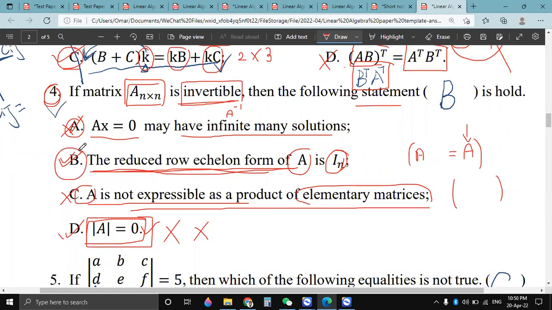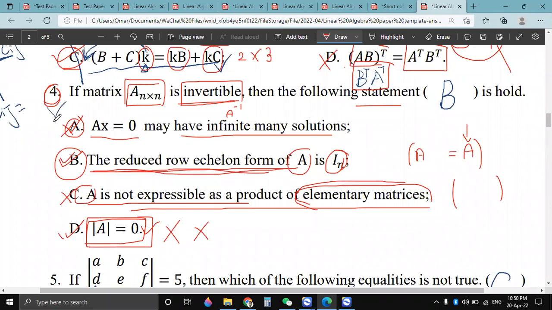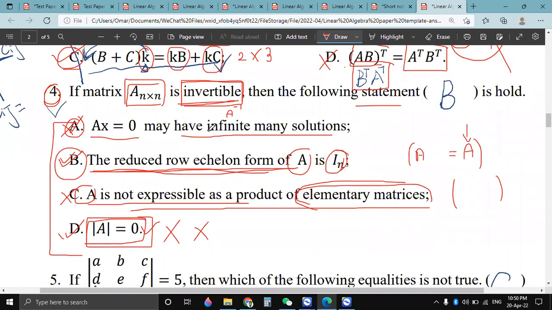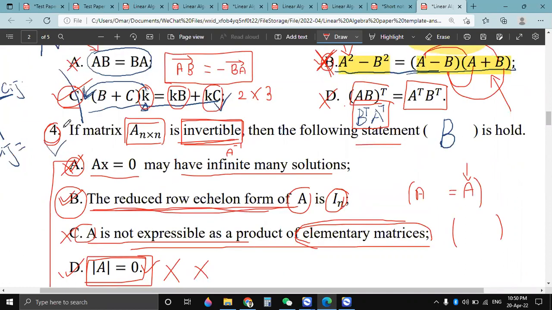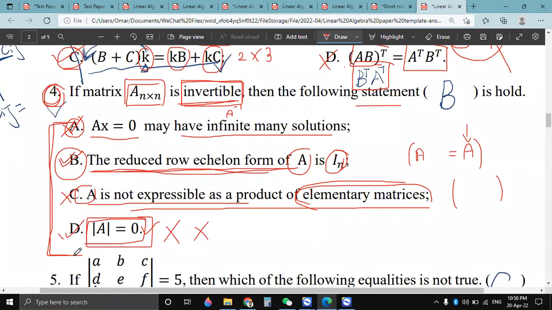Okay guys, and I'll show the elementary matrix later on. These options are mostly taken from the conditions for an invertible matrix, or the conditions for an inverse matrix. If you look back at the lecture, you will find the conditions of an inverse matrix, and these options are taken from those conditions. So according to the condition, the second option is correct.